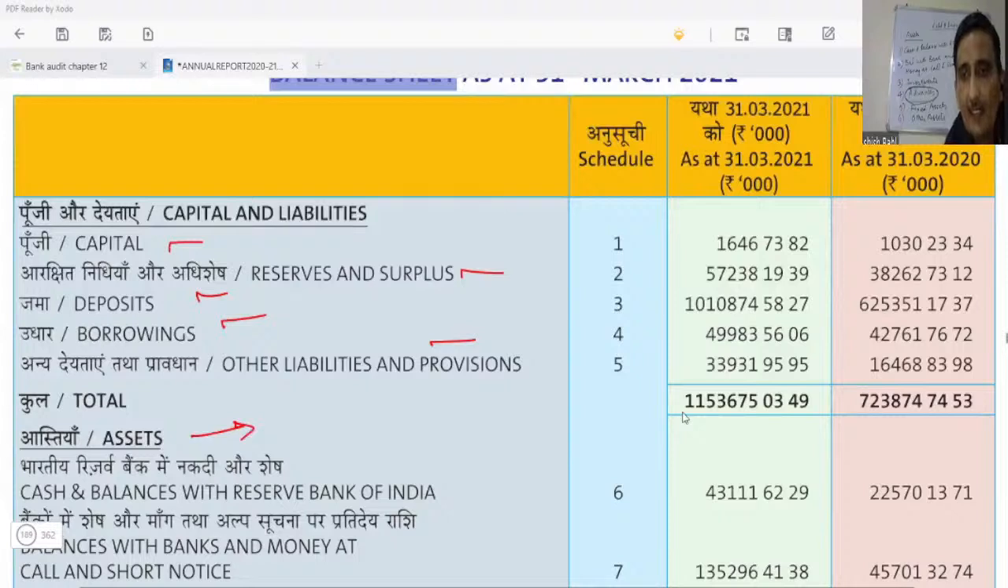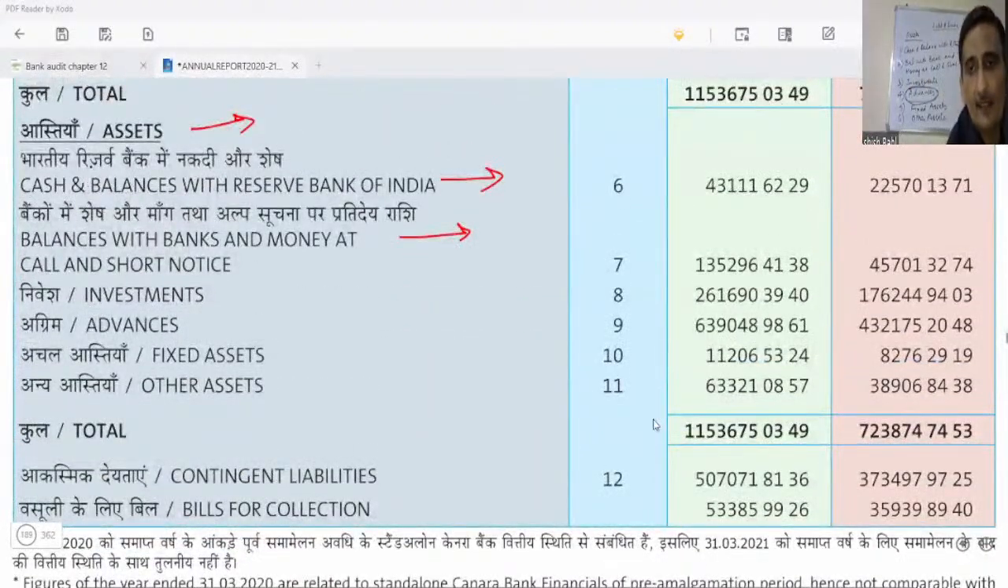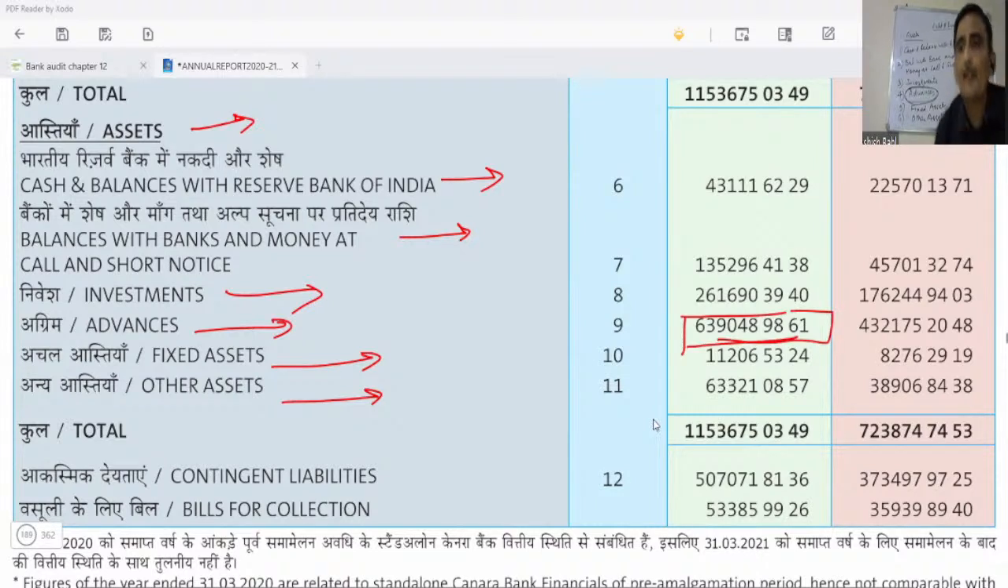And on the asset side, what is there? Cash and balance with RBI, and then there are balances with banks and money at call and short notice. And there are investments, advances, fixed assets and other assets. So you can see that advances constitute a substantial portion of the total assets of a bank, because a bank is earning income only from advances. We had discussed at the start how a bank functions. It is the business model on which a bank functions. Okay, is it clear, guys?